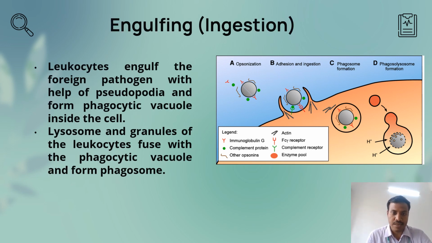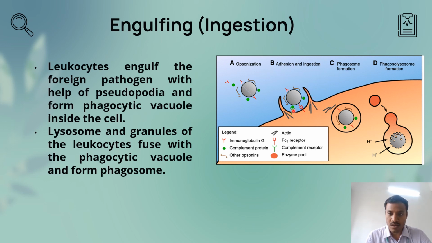So the next stage is the engulfing or ingestion. This is actually the stage of entering the foreign pathogen or bacteria into the phagocyte. Okay, so this is called engulfing. The phagocyte engulfs the foreign pathogen with the help of pseudopodia and forms phagocytic vacuoles inside it. So you can see that in this diagram there are two pseudopodia arising from the phagocyte.